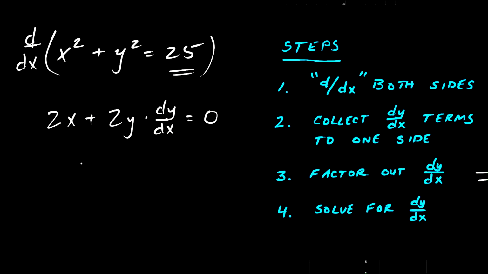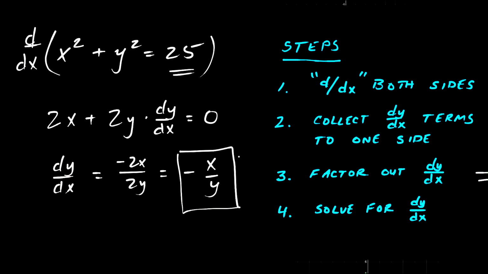Now we simply solve for dy/dx. And in doing that, we'll have dy/dx equals, we would subtract 2x, and then we'd end up dividing by 2y, and this is going to simplify to simply negative x over y.